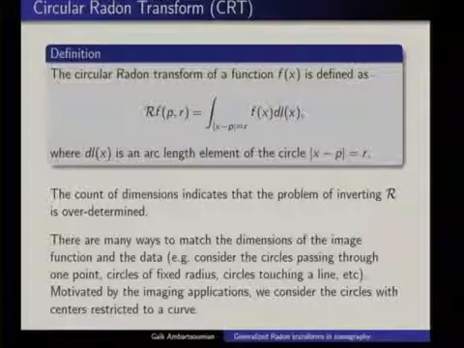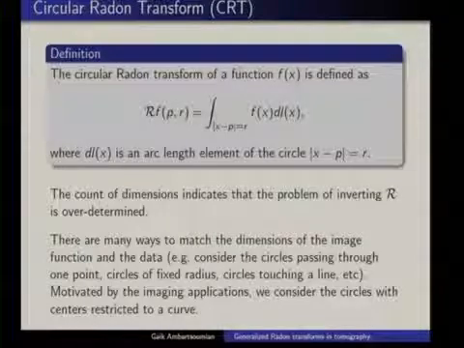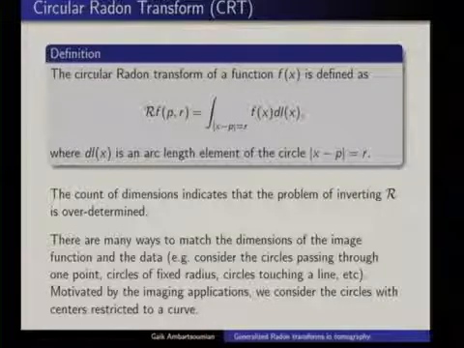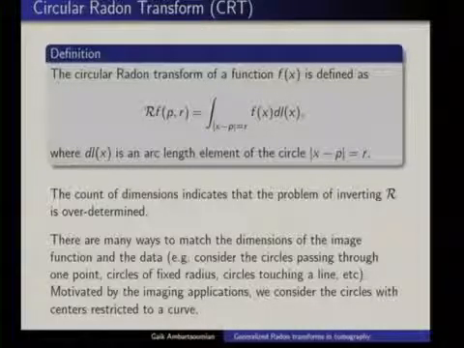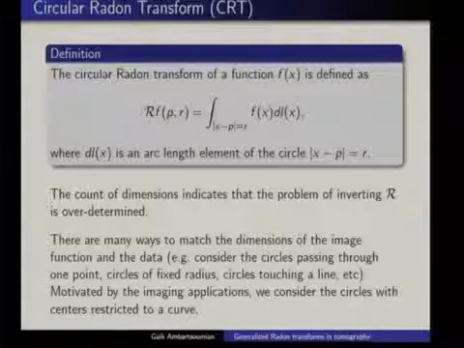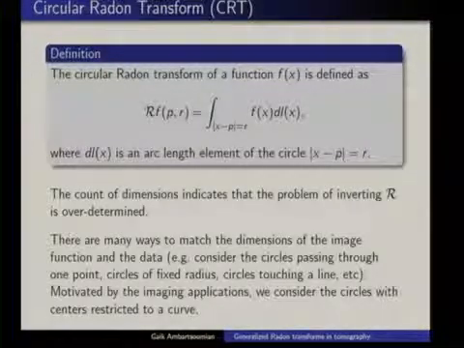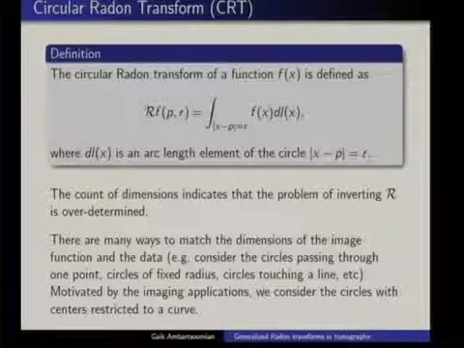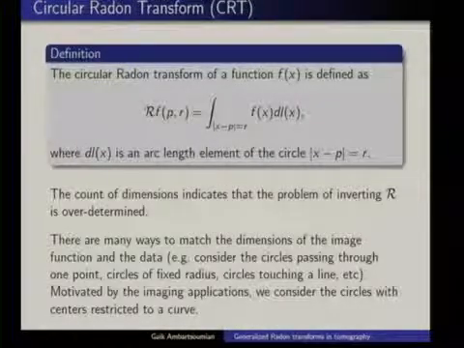And of course, there are many other ways to match the dimensions. If you don't think of the applications, in fact, there are many interesting results about inverting the Radon transform from two-dimensional data with different types of two-dimensional data. For example, you can take all the circles that pass through the origin, or all the circles that pass through one point.